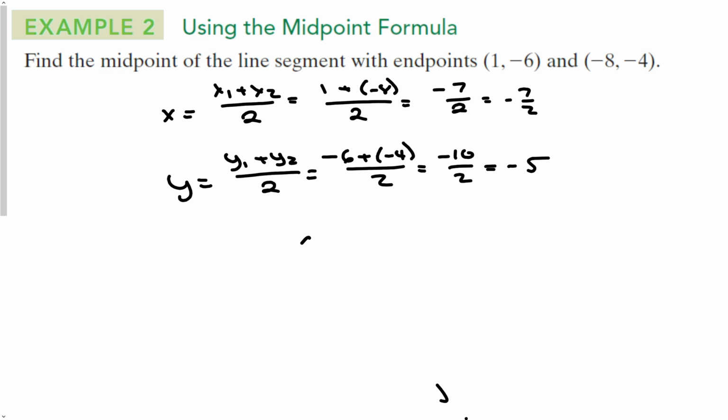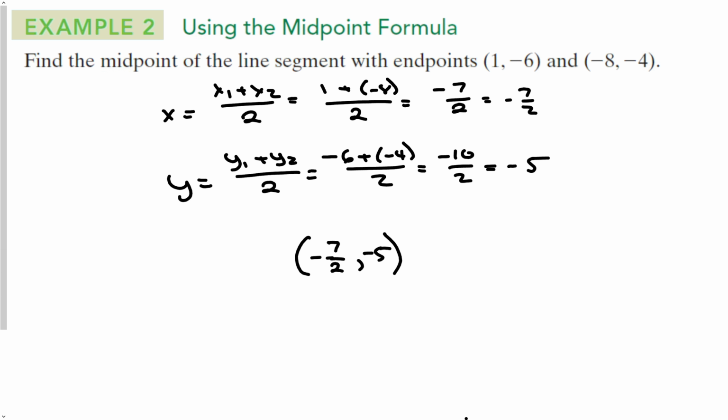Don't leave my answer like that. My answer is a point. So it's negative 7 over 2, comma, negative 5. Okay to get fractions. That's fine. Okay to get negative numbers. These are points. It's not a distance that has to be positive. This is a point. It is normal to get a negative point on some sort of Cartesian plane. All right. So that's distance and midpoint.